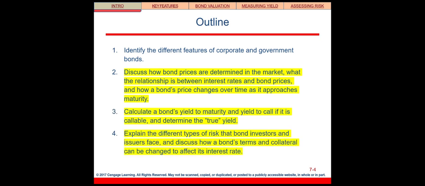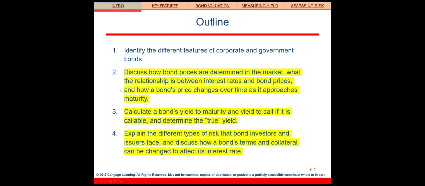So there are 4 learning goals in this chapter. The first one is to identify the different features of corporate and government bonds. So basically that's what we're going to do today. I didn't highlight it because this part doesn't really involve calculation, but it's important that you understand the meaning of each feature. Although I didn't highlight it because it's not tested directly, it's still important.